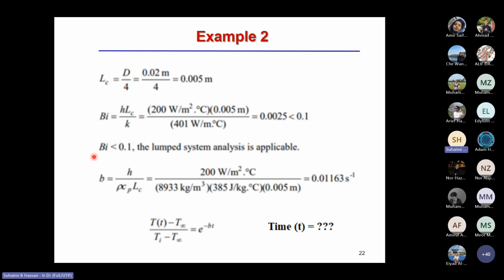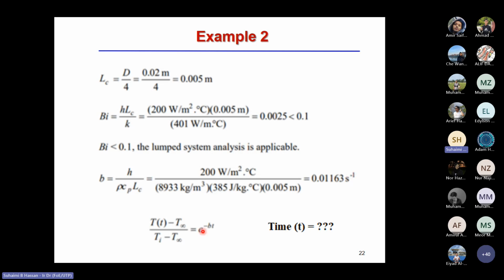So since the Biot number is less than 0.1, the lumped system analysis is not applicable. Accurate, salah ni. Salah, it's wrong. It's accurate, not applicable. Biot number is 0.0025, less than 0.1. The lumped system is accurate. Now you calculate B, H over rho Cp LC, you got 200 over rho Cp LC, you got 0.01160 second power negative 1.